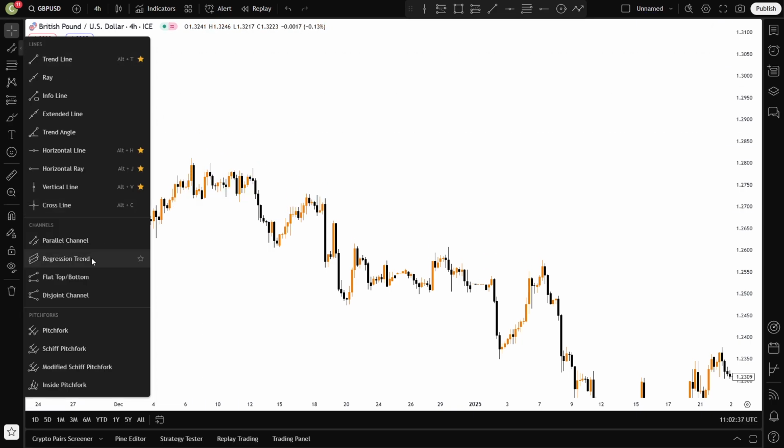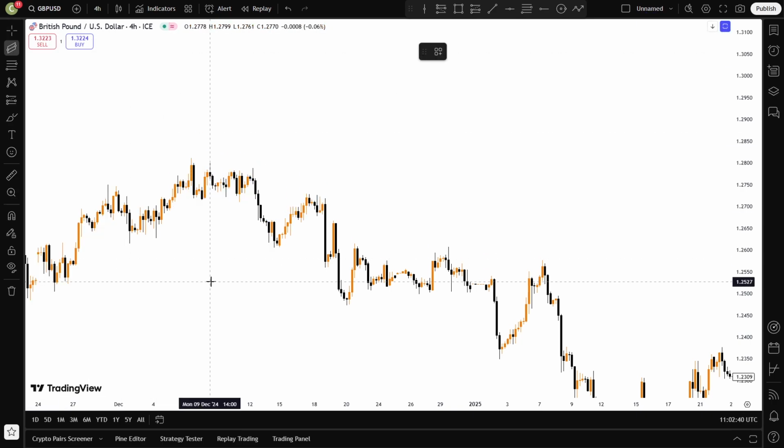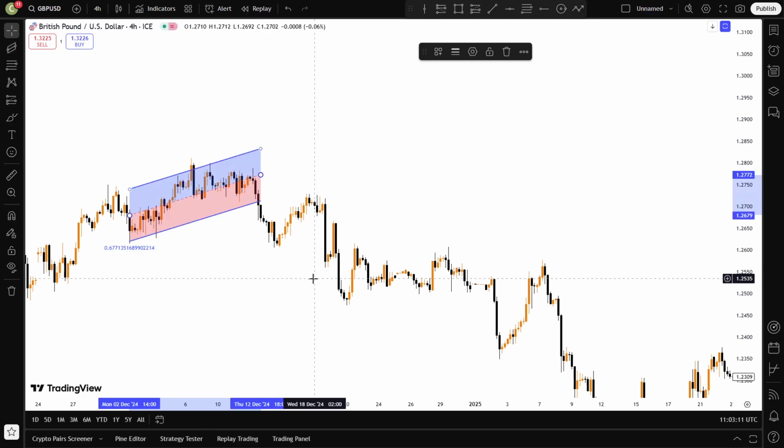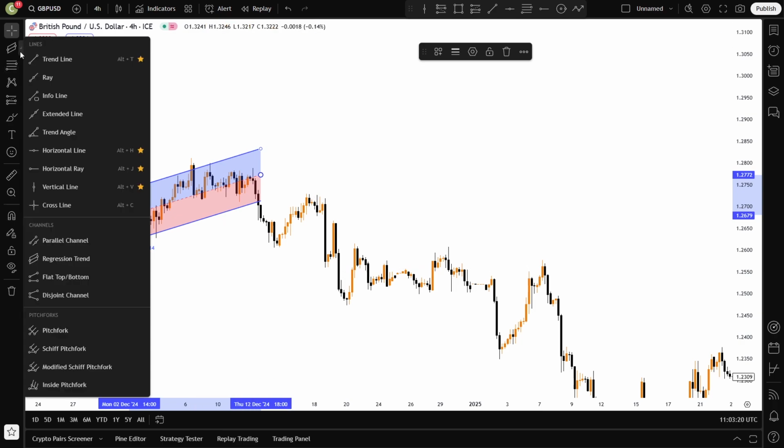Moving on to the regression trend. Now this is an advanced version of the parallel channel and also an automated version. It draws the best fit trend line while automatically generating upper and lower boundaries through a selected range of price action. So you don't necessarily need to draw the trend. All you have to do is just select a range. For instance, you can start from here and say you want it to draw a channel for you from that range to this range, and automatically it creates that channel for you. Very useful.